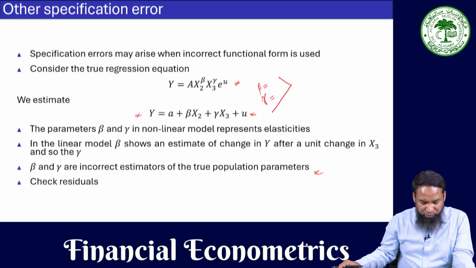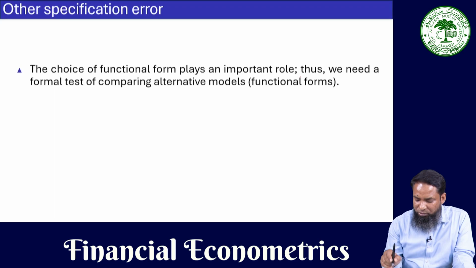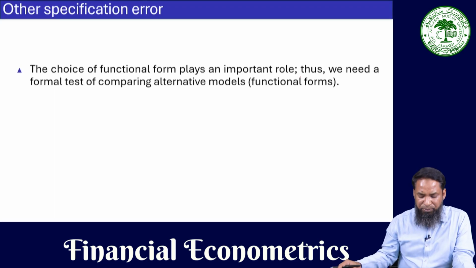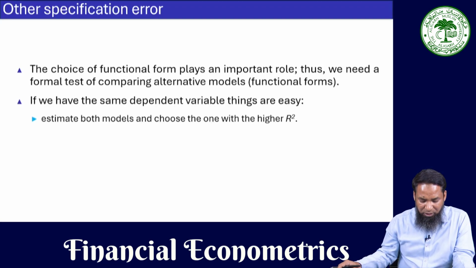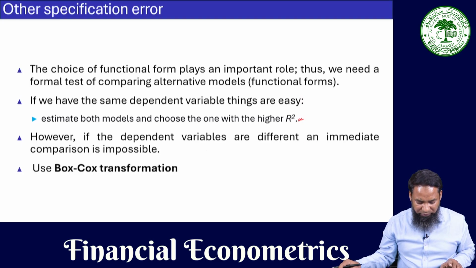So what we have to do is check the residuals in these cases. The choice of the functional form plays an important role. Thus, we need a formal test for comparing alternative functional form models. If we have the same dependent variable, things are easy: estimate both models and choose the one with the higher R square. However, if the dependent variables are different and immediate comparison is impossible, we use the Box-Cox transformation.